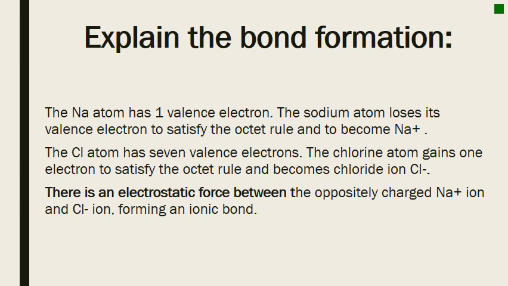The Cl atom has 7 valence electrons, and the chlorine atom gains 1 electron to satisfy the octet rule and becomes Cl-. There's an electrostatic force between the oppositely charged Na+ ion and Cl- forming an ionic bond. So literally this is what we write to explain the bond formation. It's just a summary of what we did.